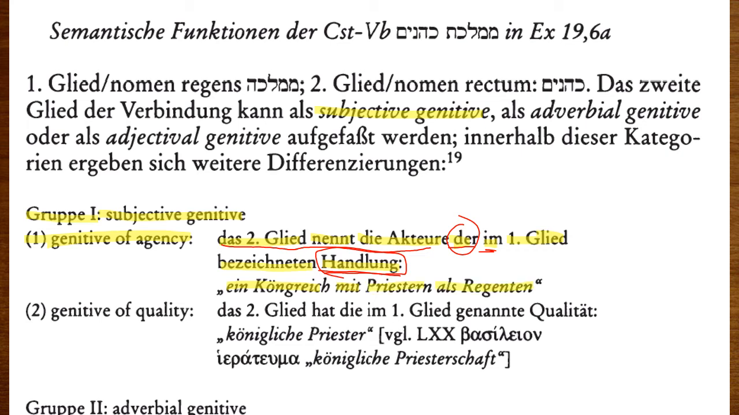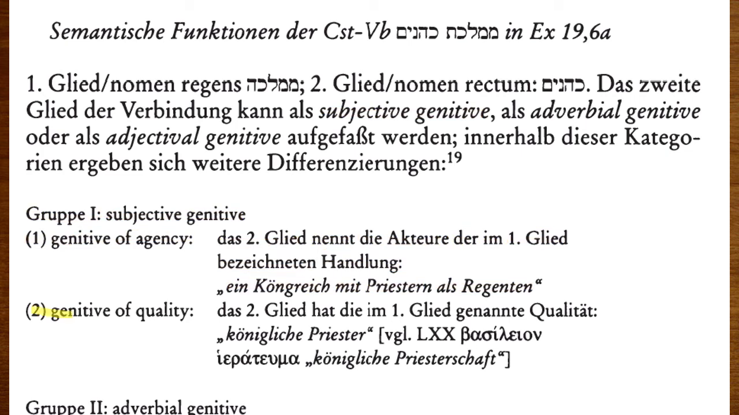And so what it's saying is, with the kingdom of priests, it basically means that the actors in the first element, kingdom, are named in the second element. So the priests are the actors in the kingdoming, the ruling. Okay, so you have a kingdom with priests as rulers. That would be the kind of interpretation if you had a genitive of agency.